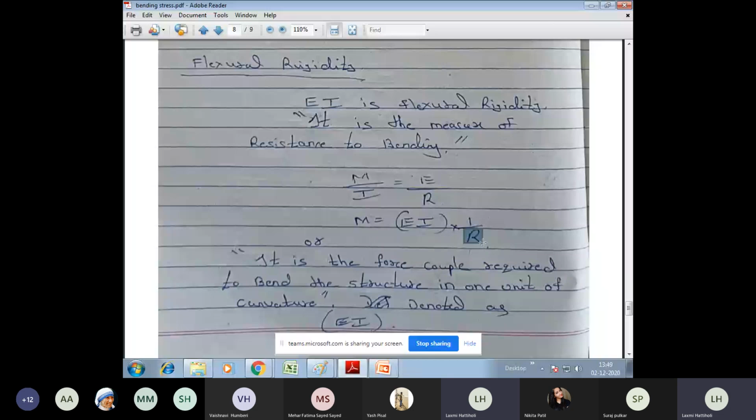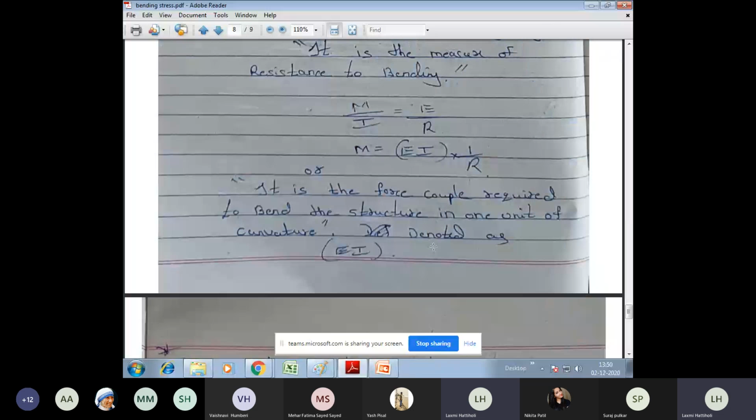Now if you want to define this EI, that is flexural rigidity, then the term EI is the force couple required, or you can say the moment required. You can call it either the moment required or the force couple required. So it is the moment required to bend the structure in 1 unit of curvature, or 1 unit of radius of curvature. If this R is 1, that is termed as E into I, that is flexural rigidity, EI. So this concept you need to remember.